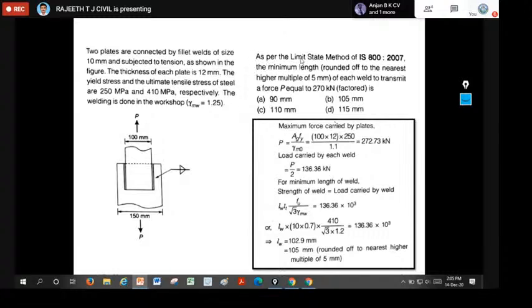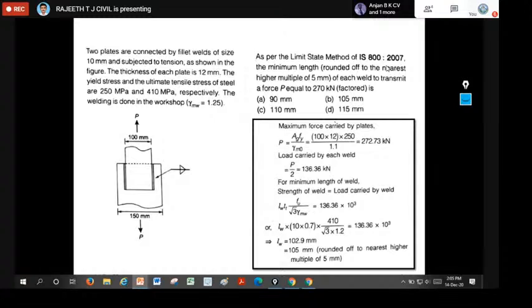What they are asking here is, as per the limit state method of design, IS 800, the size of each weld to the nearest highest multiple of 5 mm. The answer you should keep in the nearest highest multiple of 5 millimeter, for each weld to transmit a force equal to 270 kilonewton. So P is a 270 kilonewton load for which we need to design the weld, and here we can directly take P equal to 270 kilonewton.